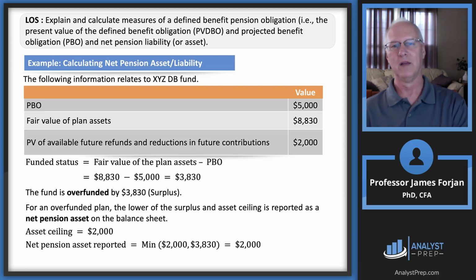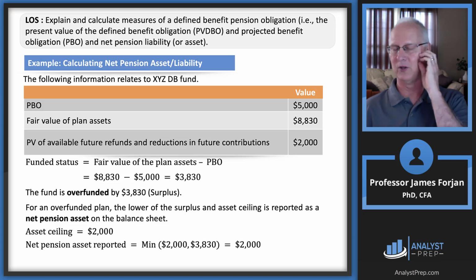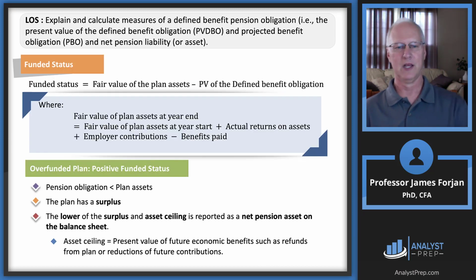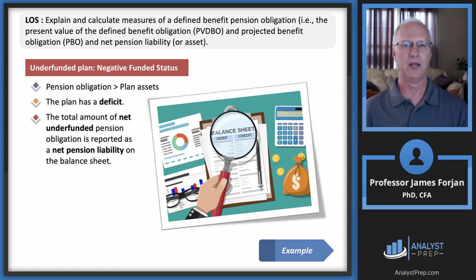So make sure that you don't put 3,830 as a choice, because you know 3,830 will be a choice on the exam. Make sure you put 2,000. All right, so I wanted to skip ahead to tell you about the asset ceiling now down there. Present value of future economic benefits. Okay, just remember it as a ceiling. And so then that leads us over to the next one, negative funded status. This is called a deficit. And most pensions are in a deficit status.